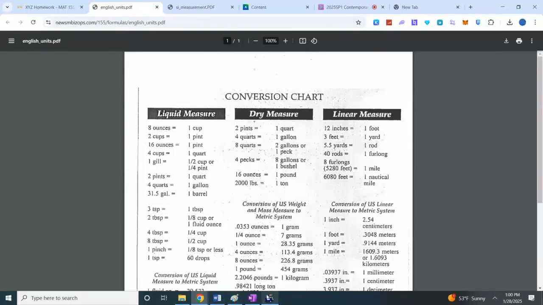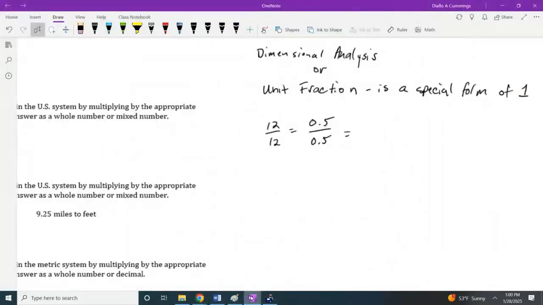Since they're both equal, I can put 12 inches over 1 foot. Since they're exactly the same, that's a special form of 1. I could also reverse that around. I could put 1 foot divided by 12 inches. Both of those things are a special form of 1, right? Because you're putting the same thing over the top of itself.